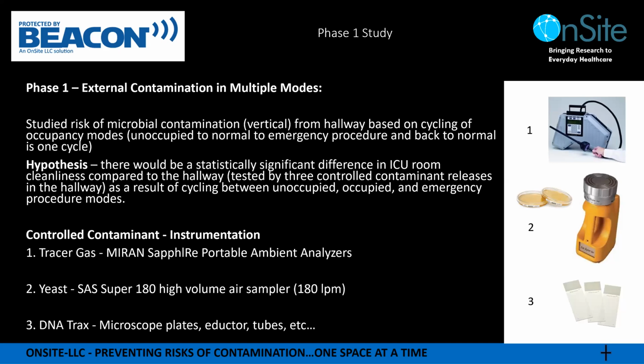So in phase 1 of the ICU study, we were really interested in how can we design a procedure-ready room that will keep microbes or contamination from the hallway from getting into the ICU. And we did this with 3 different controlled contaminants. The first one is a tracer gas, or SF6. The second one was the controlled contaminant of Baker's yeast, so a harmless microbe. And the third one was DNA tracers. DNA tracers are small pieces of nucleic acid encapsulated in sugar molecules. And they're really intended to represent the ability of contamination to be aerosolized.